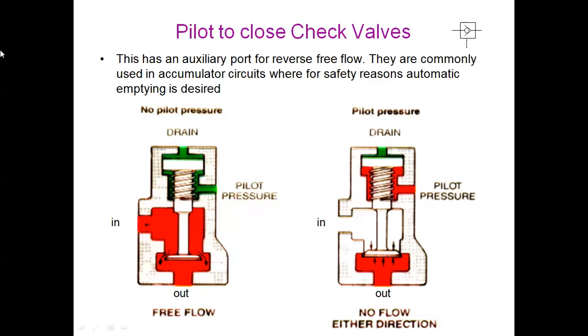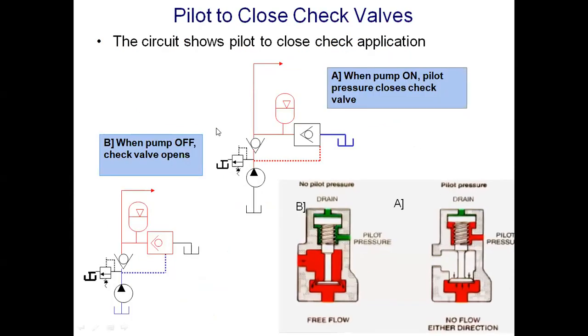Pilot to cross check valve. This has an auxiliary port for reverse free flow. They are commonly used in accumulator circuits where for safety reasons automatic emptying is desired. No pilot pressure, drain, pilot pressure out, in. Pilot pressure drain, pilot pressure in, out, no flow in either direction.